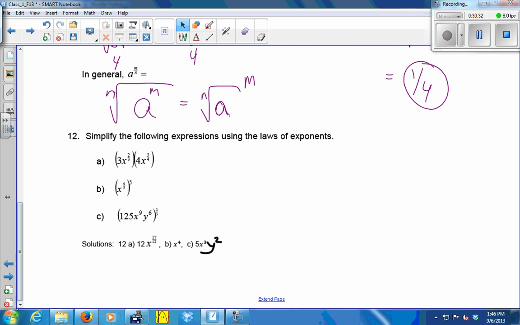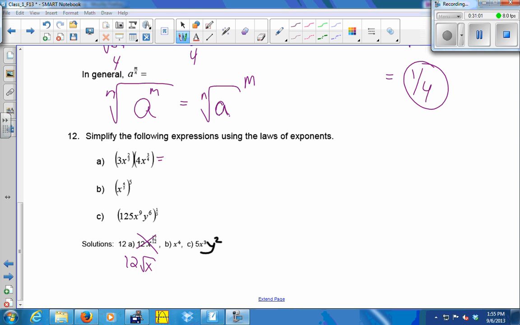All right, so let's do some of these together. Oh yeah, there's a typo in the solutions on number 12. C should be 5x cubed y squared. So why don't you guys take a few minutes at your seats to work through A, B, and C. The answers are there, so you can check them.